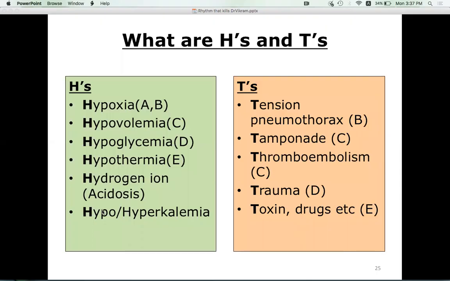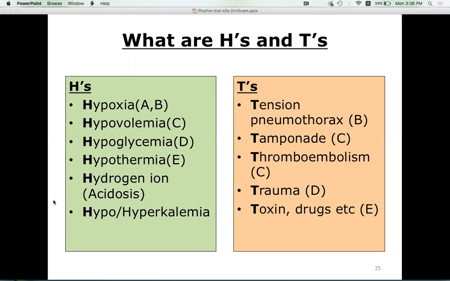Always remember that whenever you are dealing with any arrhythmia, whether tachy or brady, you have to look for reversible causes like the H's and T's. There are 6 H's and 5 T's, which you can remember by these mnemonics. So H represents hypoxia, hypovolemia, hypoglycemia, hypothermia, hydrogen ion, or hypo or hyperkalemia. While the T's represent tension pneumothorax, tamponade, thromboembolism, trauma, toxins, drugs, etc.